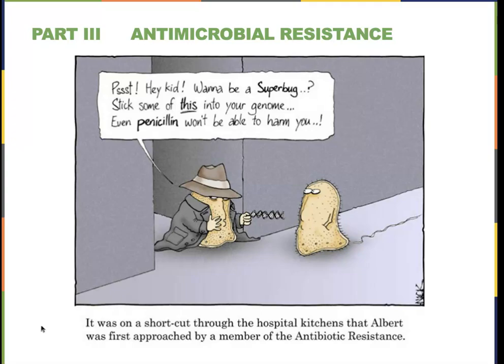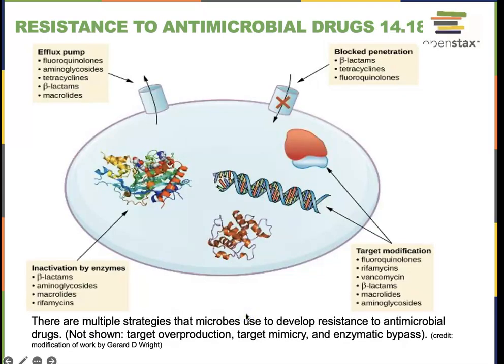All right, this is part 3 of our chapter 14 on antimicrobial drugs. So we're going to talk about the antimicrobial resistance to the chemotherapy we talked about. This is just a funny cartoon. This is obviously a bacterium giving another bacterium a little piece of DNA here, and it's going to basically confer resistance to penicillin. So the ways that bacteria can evolve to basically remove or destroy the antibiotic is here.